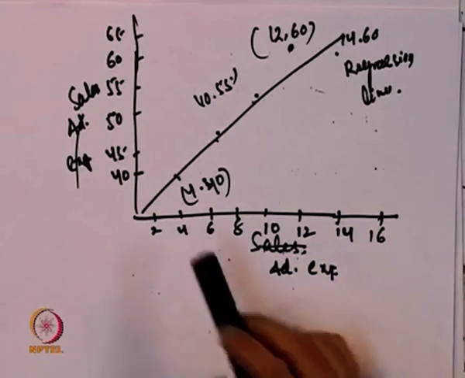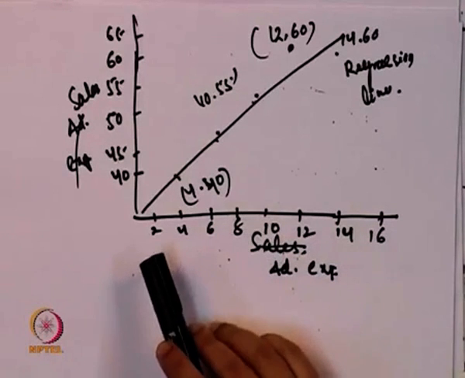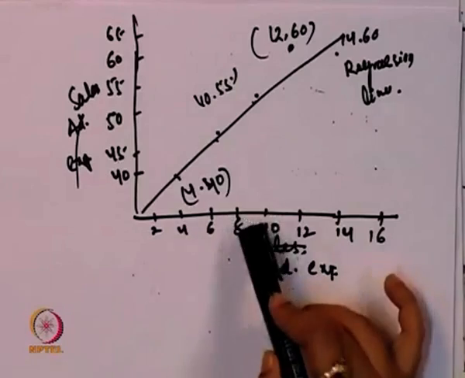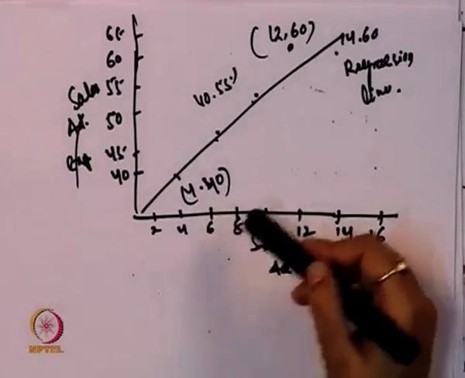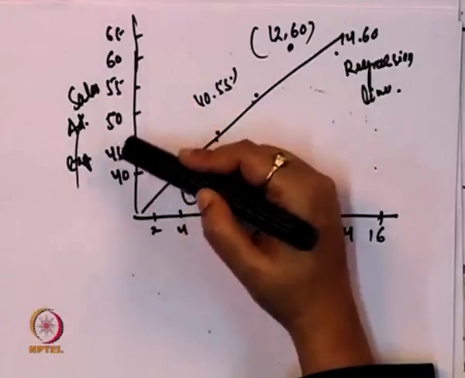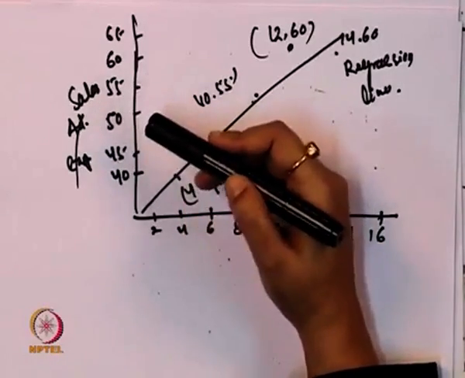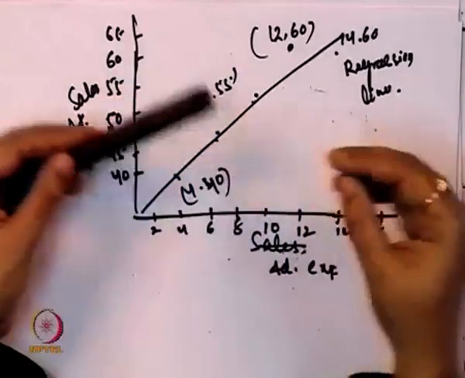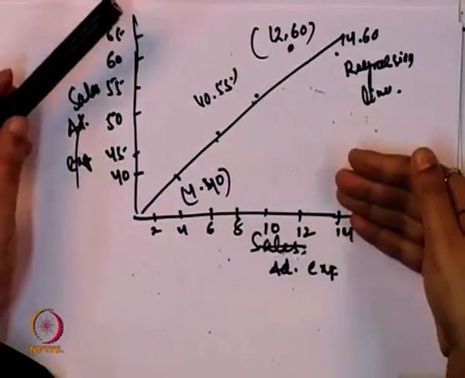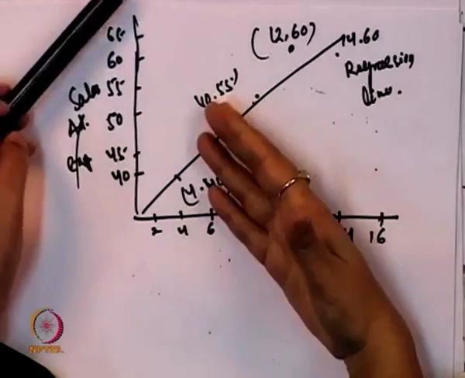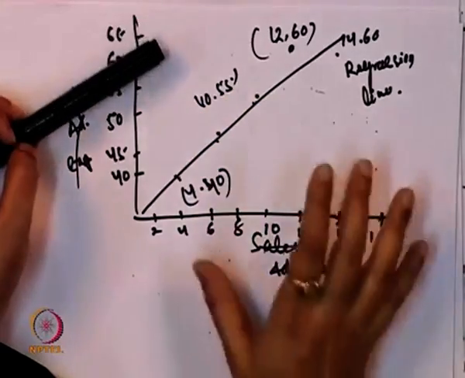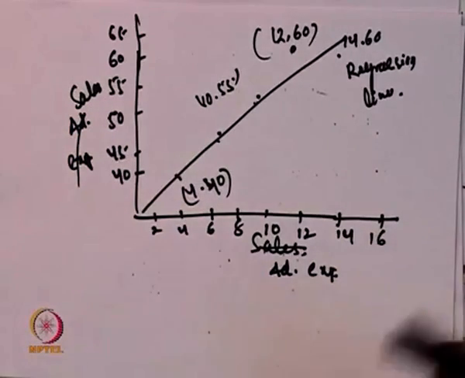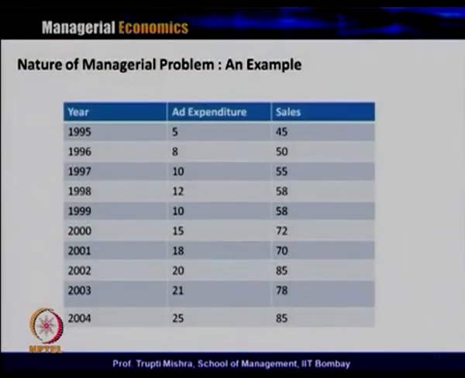And again it is not sure that when the advertisement expenditure moves from 2 to 4 or 4 to 6 or 8 to 10, what happens to the exact change in the sales from 40 to 45, 45 to 50, or 50 to 55. What is the exact nature of change between the advertisement expenditure and the sales? So the scatter diagram is just a graphical representation of what we presented in the table, and each combination gives you data on the advertisement expenditure and the sales.